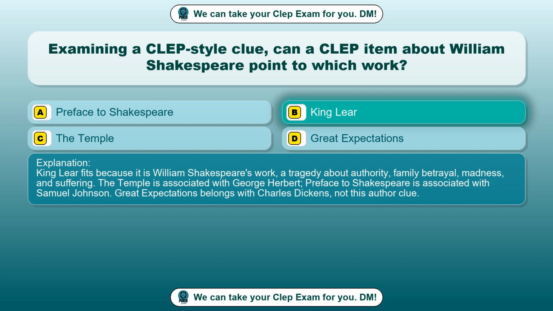King Lear fits because it is William Shakespeare's work, a tragedy about authority, family betrayal, madness, and suffering. The Temple is associated with George Herbert. Preface to Shakespeare is associated with Samuel Johnson. Great Expectations belongs with Charles Dickens, not this author clue.